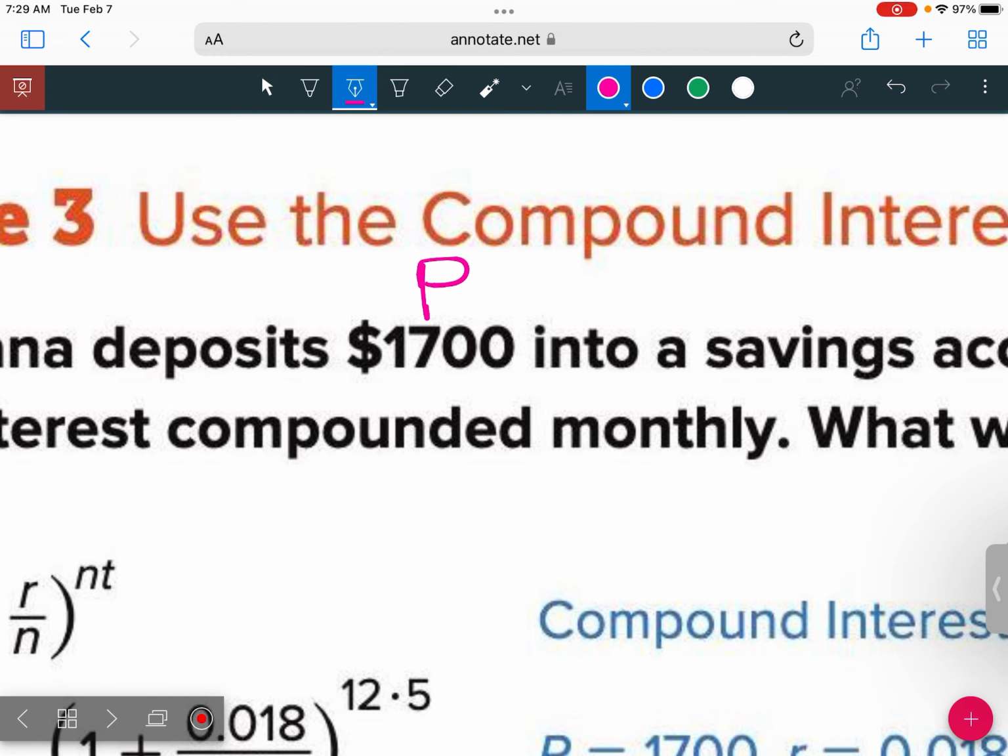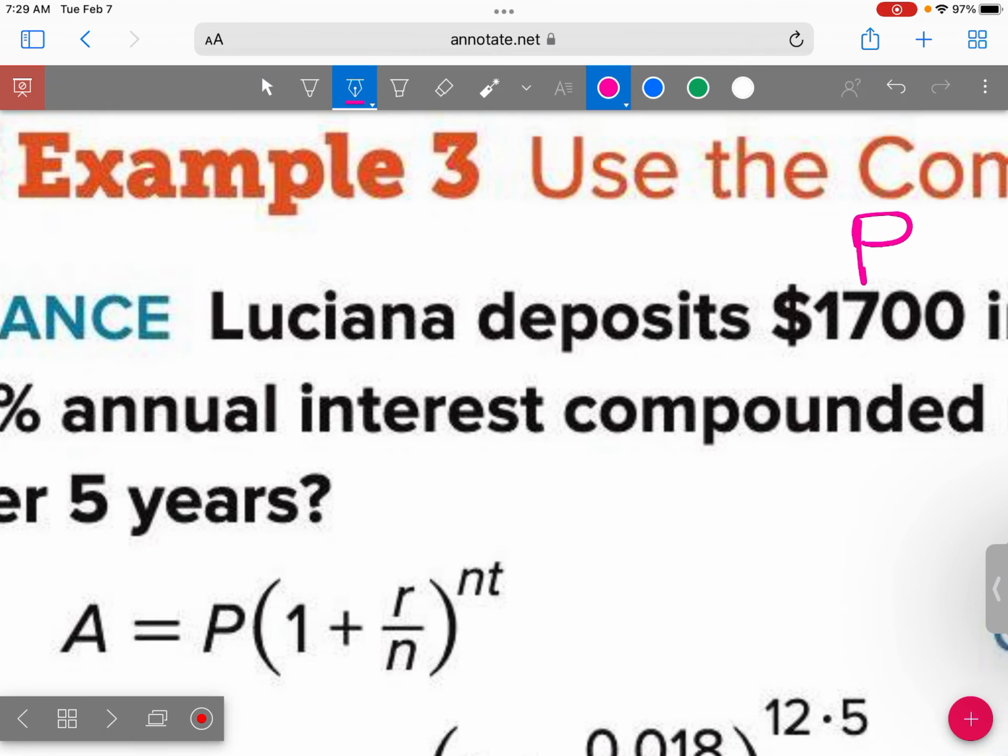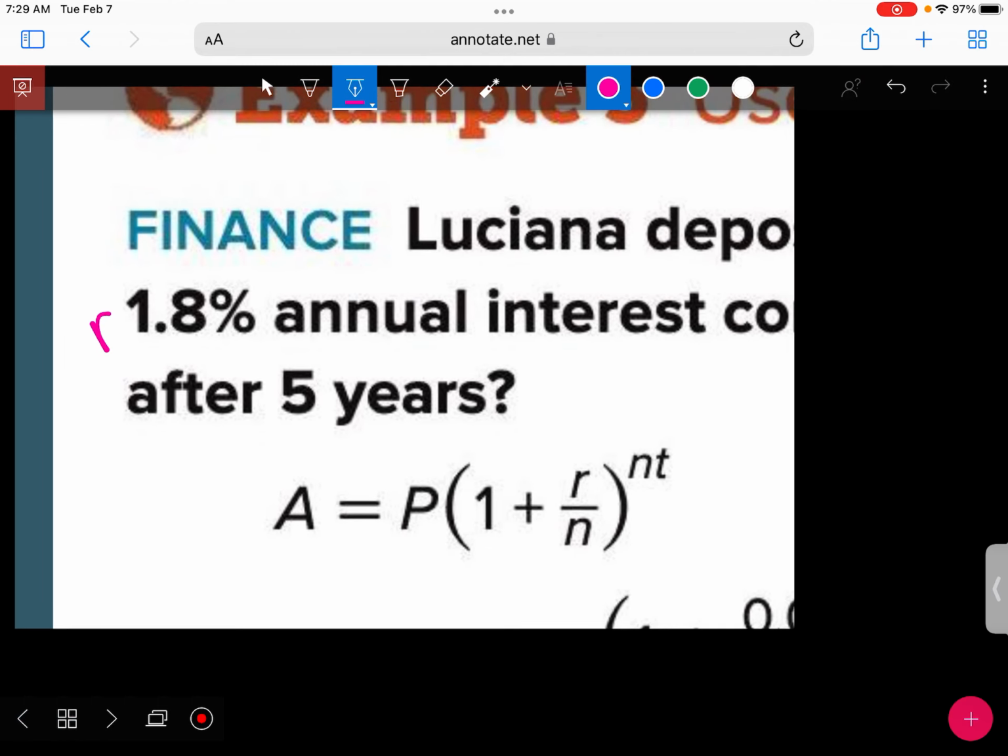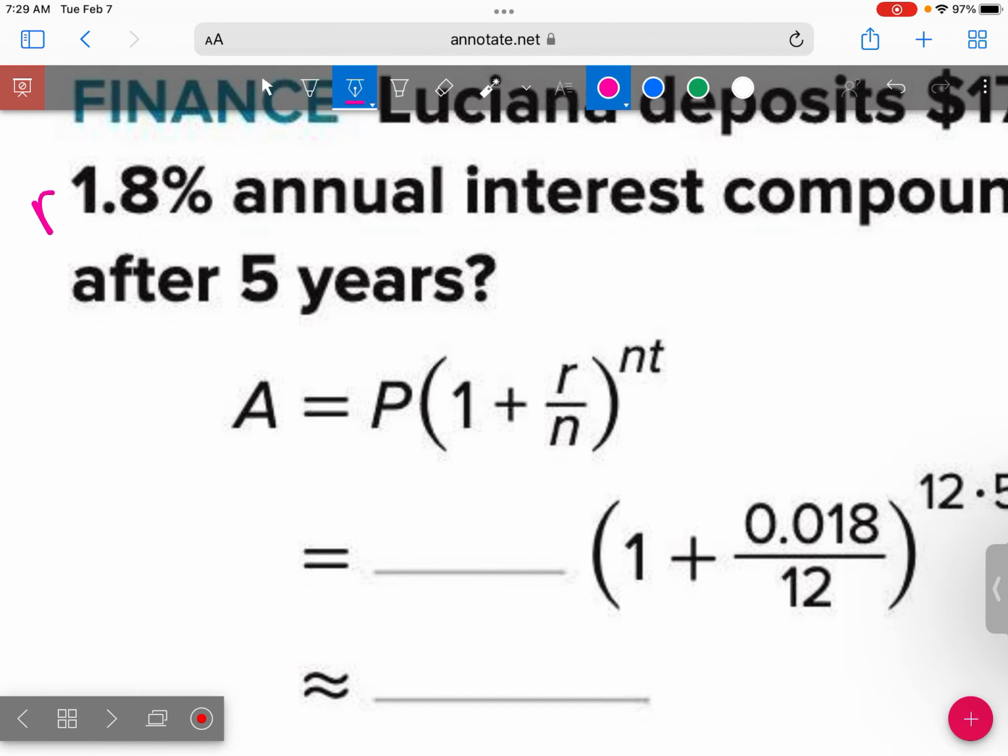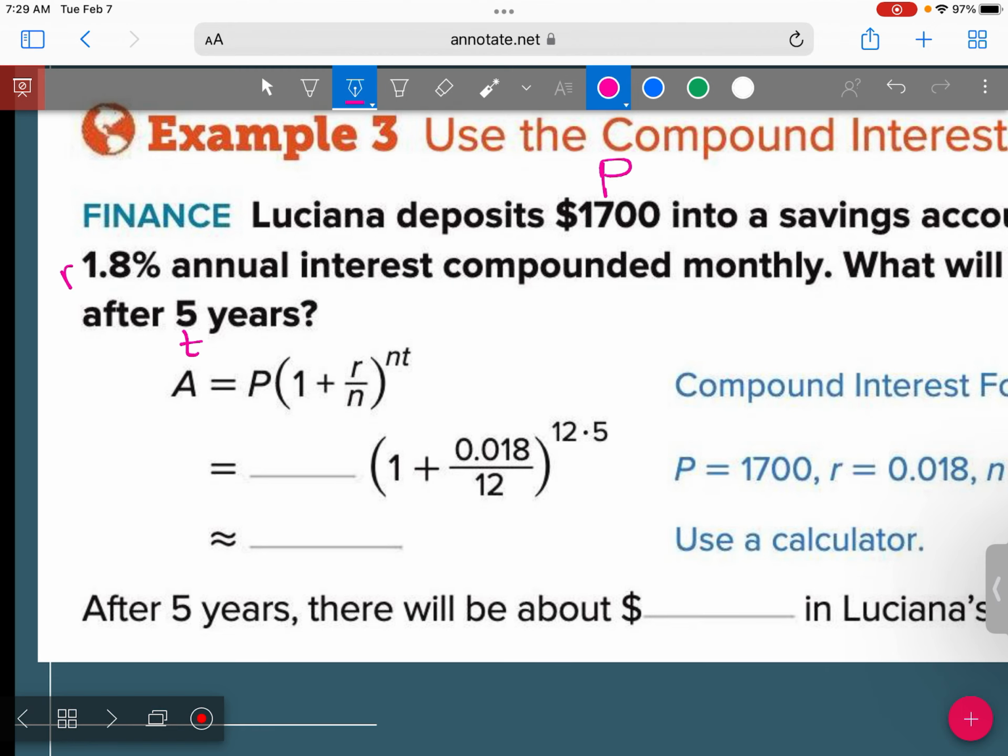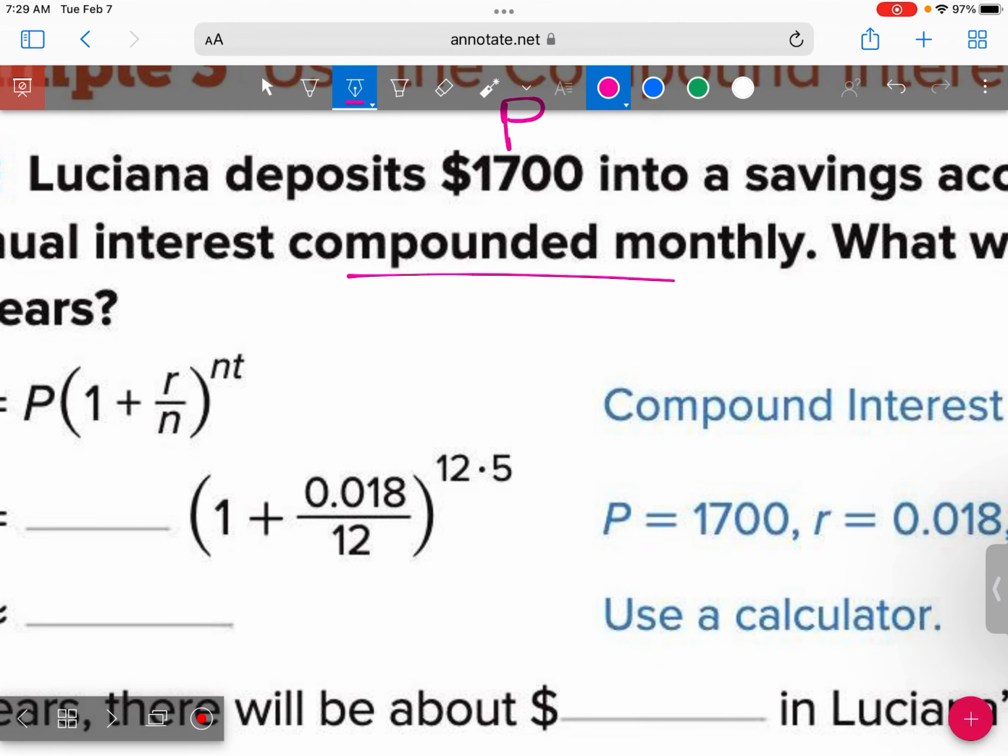Okay? What do you think 1.8% annual interest is? Which piece is that? R. So this is our R. And then what is 5 years? Did you see? T. Yep, awesome. 5 is our T. And then it says compounded monthly. Which piece would that be? N. Yes, that is our N.